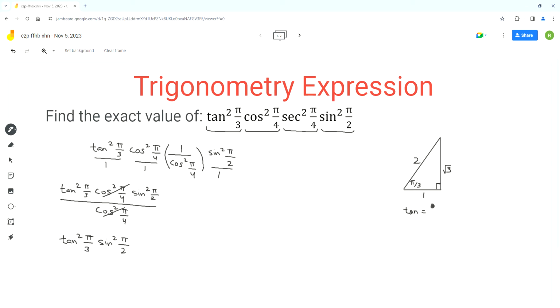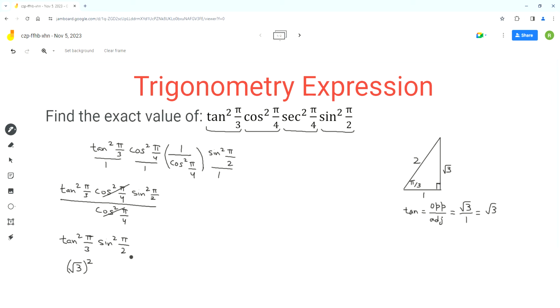Formula for tan is opposite over adjacent. So that's the formula from SOHCAHTOA. So if we use this formula for this triangle, so for pi over 3, we get square root of 3 over 1, which can be reduced to just square root of 3. So we can sub in this value in this expression. So since there's a square on tan, we'll get square root of 3 with a square on it.